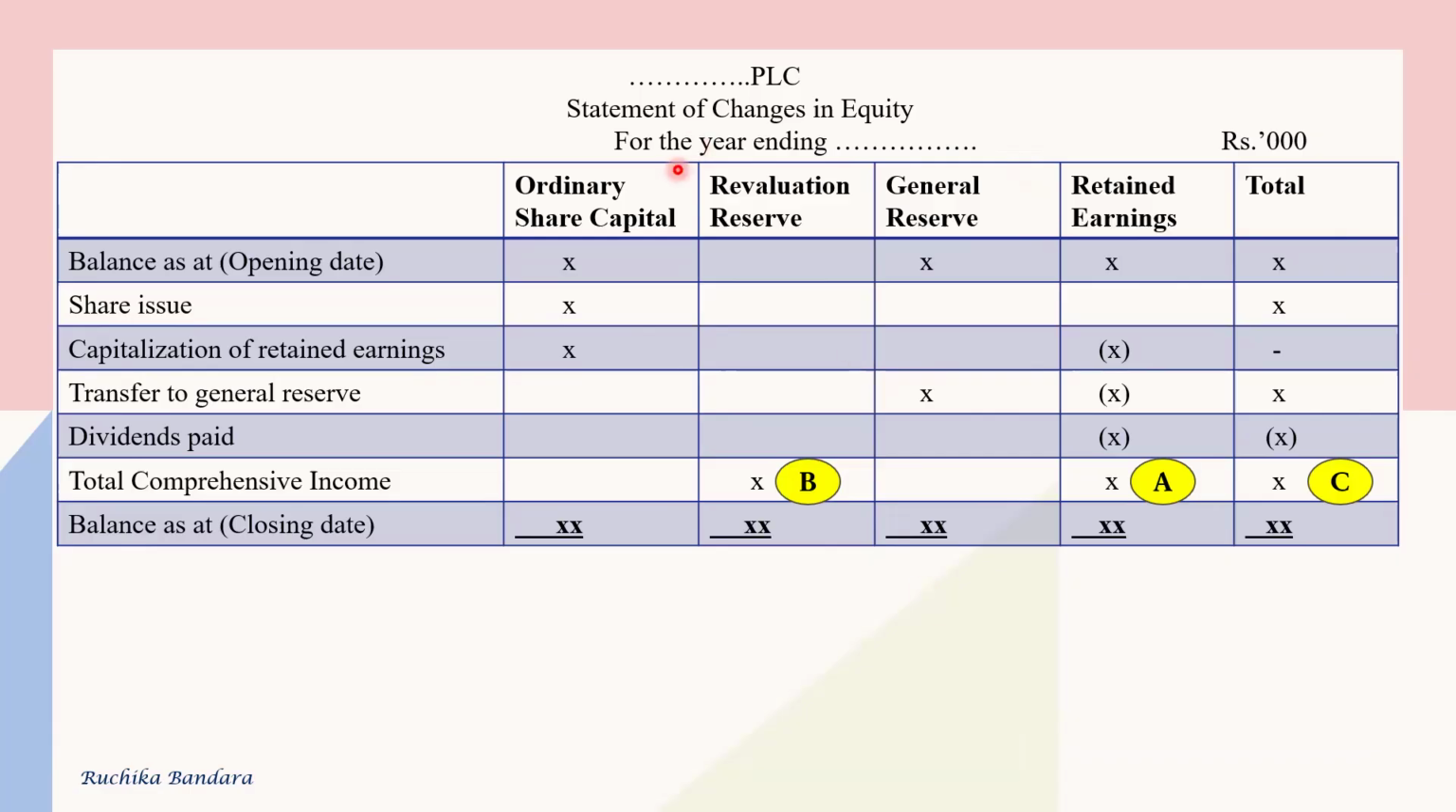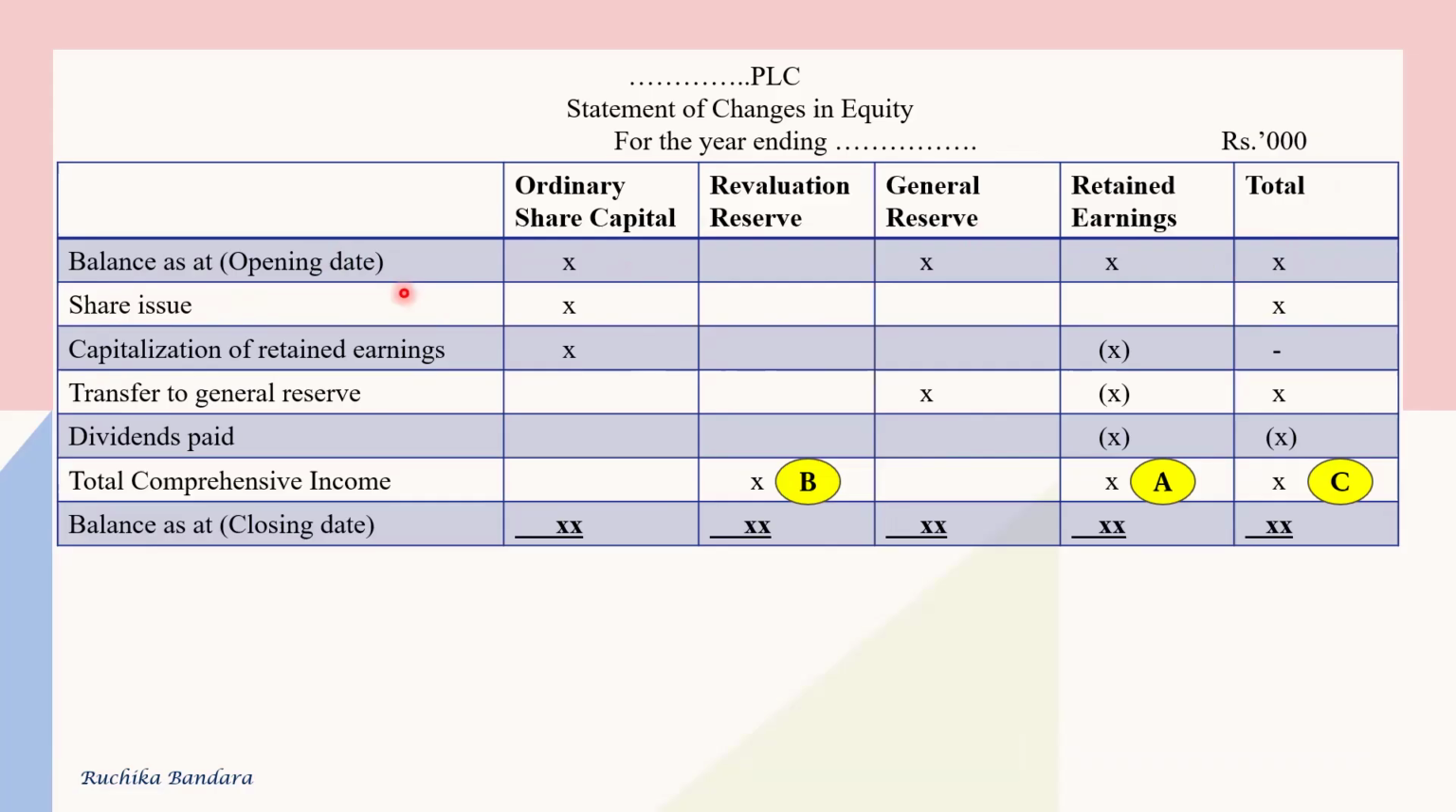So these are the columns that you can get for a format: ordinary share capital, revaluation reserve, general reserve, retained earning, and total. So always have the total column, that is the addition that you are getting horizontally. So here we write the balance as at, you have to put the opening date. These balances, mostly you can get from your trial balance. So after entering it, take the total amount to the total column.